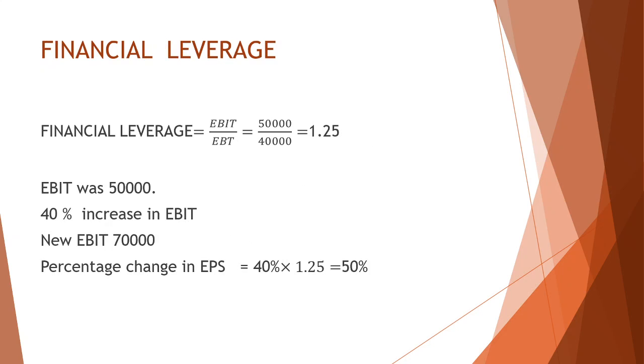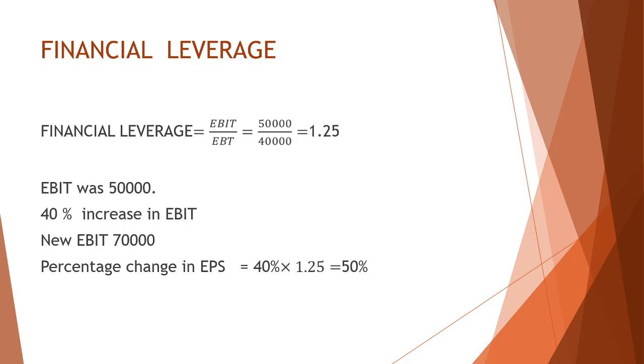Now we will find out the financial leverage. Financial leverage can be computed with the formula EBIT divided by EBT. Since there is no preference dividend, we can calculate with this formula. 50,000 divided by 40,000 is equal to 1.25 times. So what is the meaning of this 1.25 times? For a change in EBIT, the EPS will change 1.25 times.